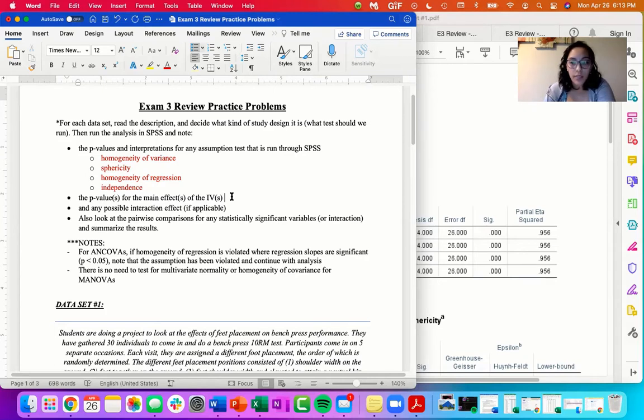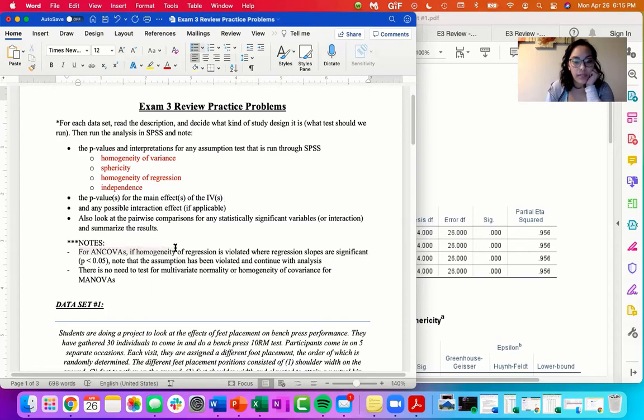Interaction effects will be applicable only to two-way ANOVAs, so just remember interaction effects are also main effects. And then pairwise comparisons, again, only if applicable, if you've got significant effects or interactions.